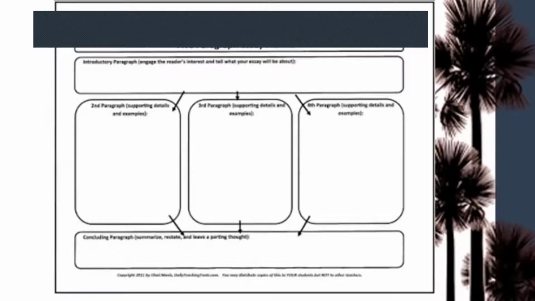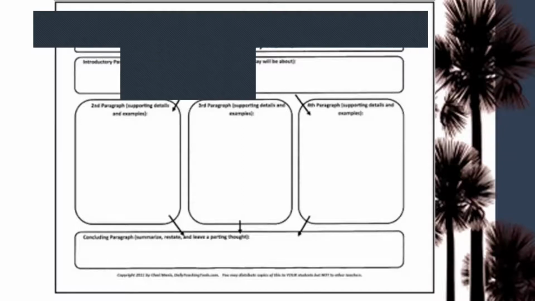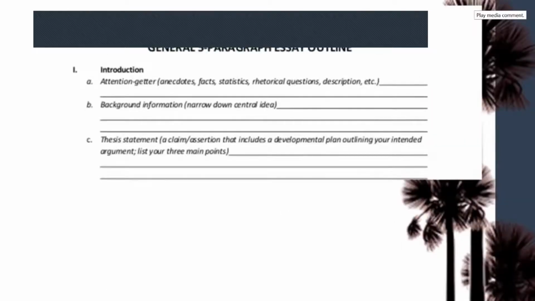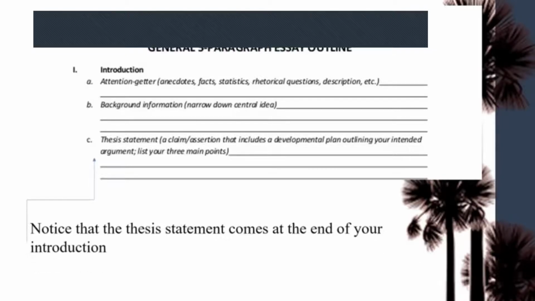This is an example of a pre-writing exercise to plot out your essay. This would be a brainstorming activity where you gather all the thoughts and information you have for your introduction, your body paragraphs, and your conclusion, and you plot them all together. Once you've gotten general ideas down, you can start to organize them even more. You would look at your introduction, and you would plan how to grab attention, what kind of background information will help to outline your topic, and then your thesis statement. Notice that the thesis statement comes at the end of your introduction.